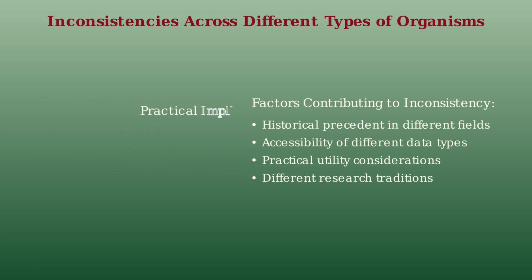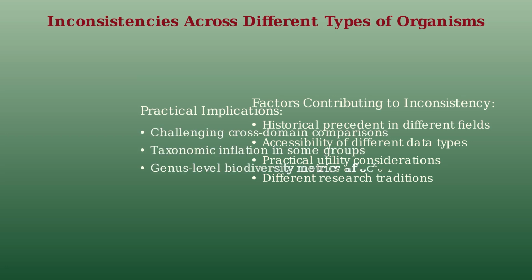These inconsistencies have practical implications for taxonomy and biodiversity studies. They make cross-domain comparisons challenging, lead to taxonomic inflation in some groups, and affect genus-level biodiversity metrics used in conservation and research.